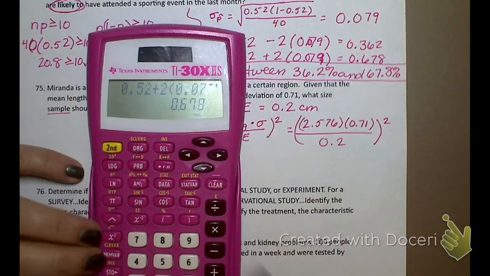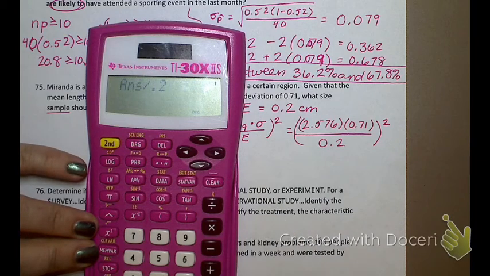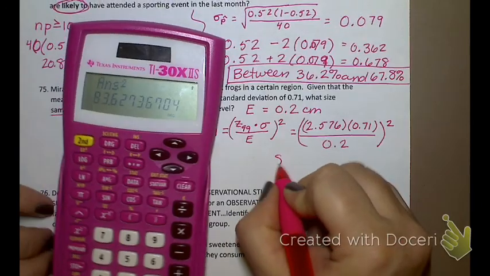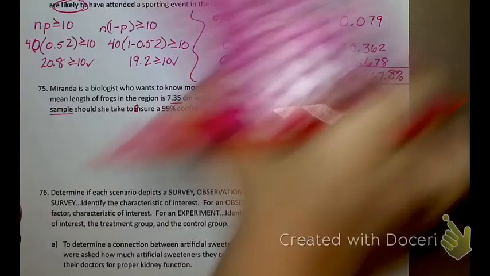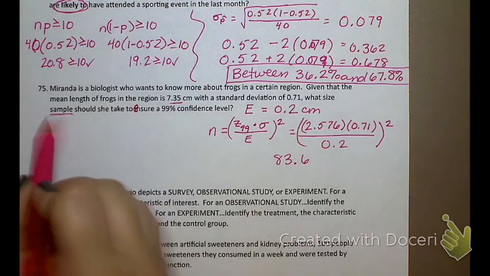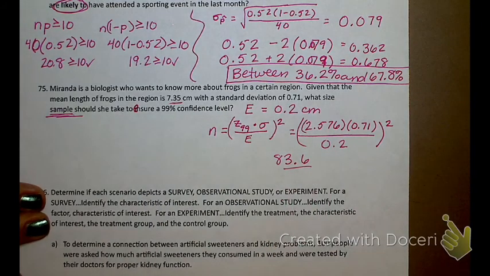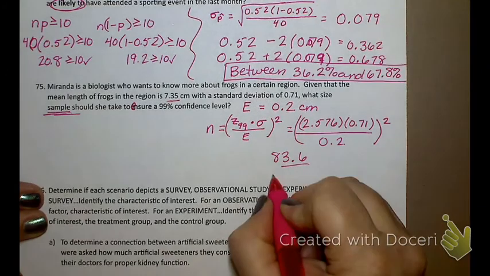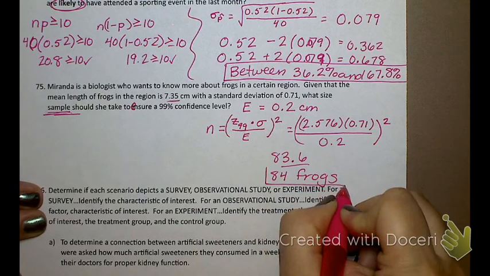So, let's see. 2.576 times 0.71 gives me that, divided by 0.2, and then I'm going to square it, and I get 83.627, but this is a sample size, right? What size sample? Can he test 83.6 frogs? How many frogs does he need to test? 84. 84 frogs would be the sample size.